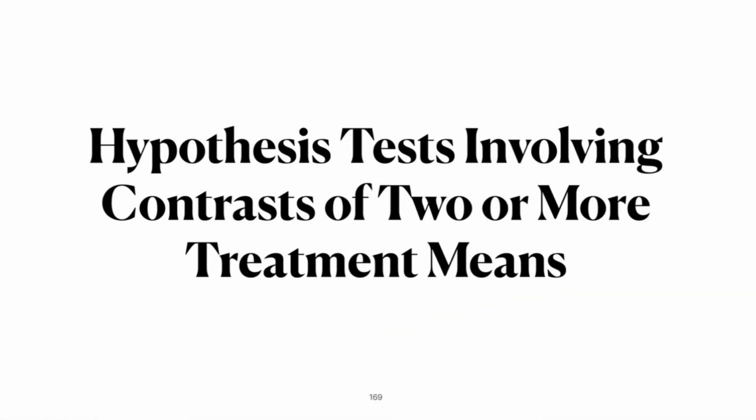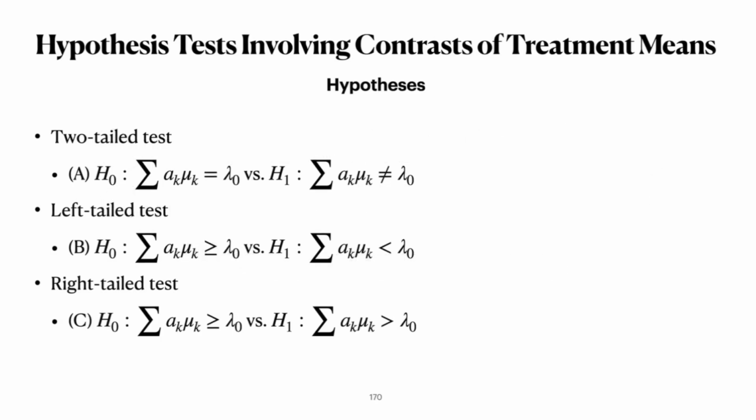All right, now let's look at a hypothesis test involving contrasts of two or more treatment means. So this is a generalization of the procedure that we just looked at. And so in this scenario, we have the same three types of hypotheses. We have a two-tailed test, a left-tailed test, and a right-tailed test. But now the linear function of the treatment means that we're testing hypotheses about is denoted by the sum a sub k times mu sub k. But now keep in mind that because this is a contrast, the sum of the a sub k's is going to be equal to 0.